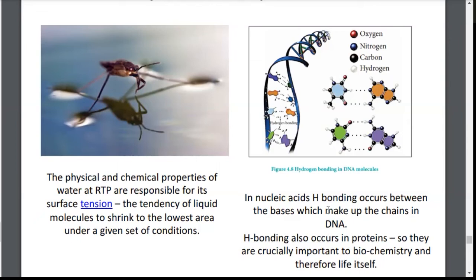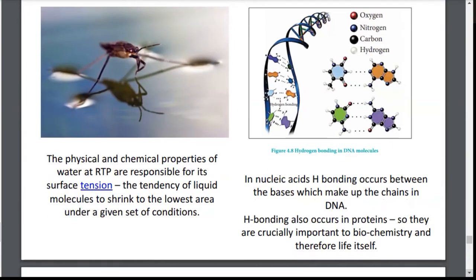If you're doing biology or thinking about doing biology, hydrogen bonding happens in DNA. If hydrogen bonding didn't happen, DNA wouldn't exist. It also occurs in proteins, which are various chemicals, and in biological molecules in general. So it's crucially important for biochemistry and therefore life and evolution. So it's important stuff.